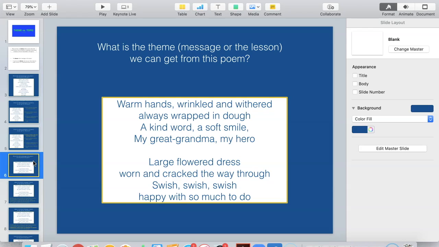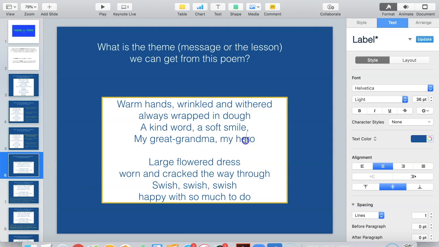Large flowered dress, worn and cracked the way through. Swish, swish, swish, happy with so much to do. Okay, so we've got a little bit of rhyming in here, don't we? Did you notice that? Dough and hero, through and do.